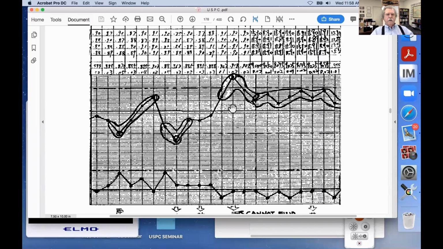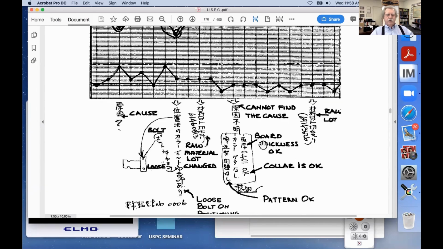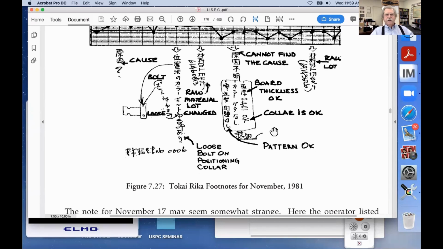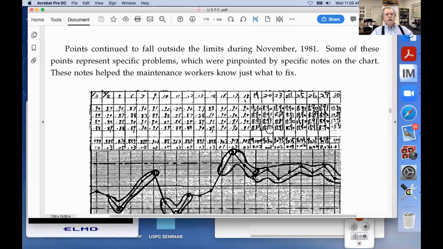So the repairman will know what to work on. Point out here, cannot find the cause, board thickness is okay, collar is okay, pattern is okay. Why does he take the time to write what he does not find? Look at the handwriting. This is a note from one worker to the next. Yeah, I know it's outside the limits. This is what I checked. The new guy continues the long run, doesn't he?